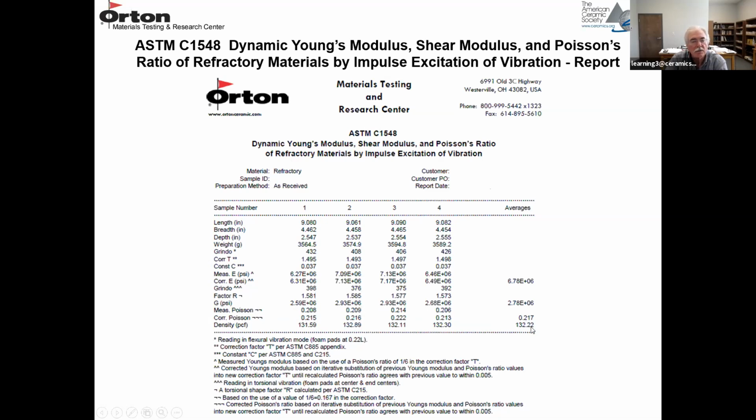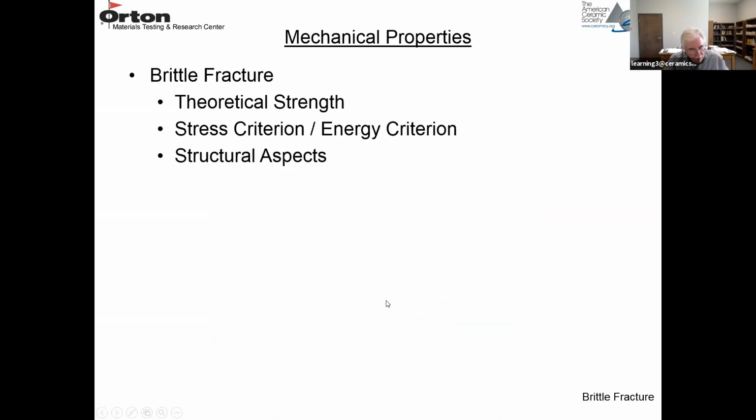And your density on this material was about 132. So you have a Young's modulus of about 6.7 million, a shear modulus of about 2.7 million in PSI, and a Poisson ratio of about 0.2. So those are two methods that are pretty easy to use to get the elastic properties. So we've gone over Young's modulus, shear modulus, Poisson's ratio, and typical methods of measuring them.